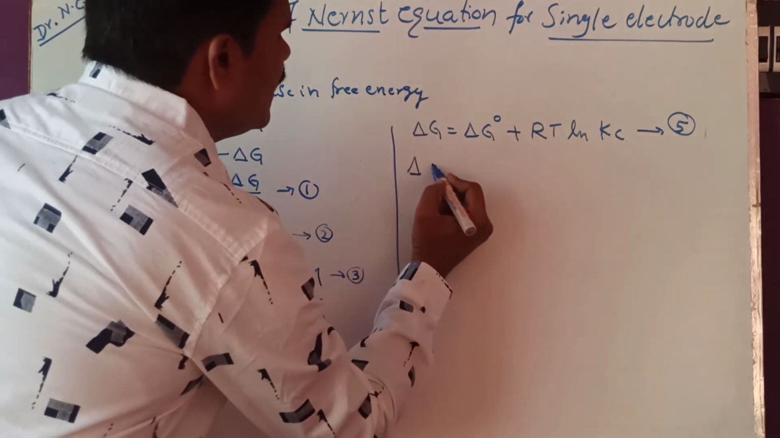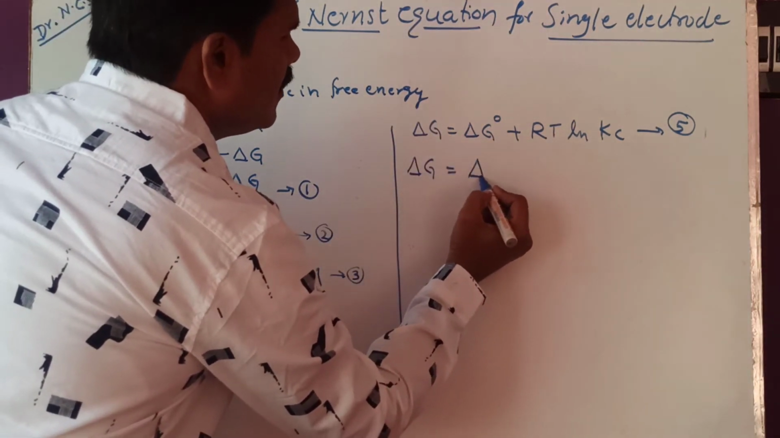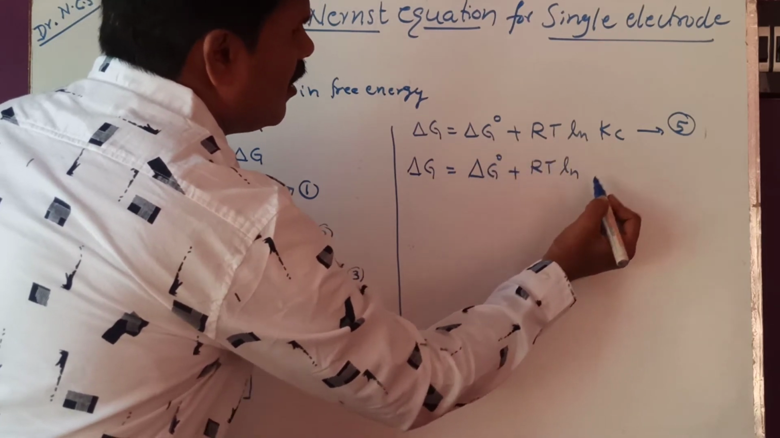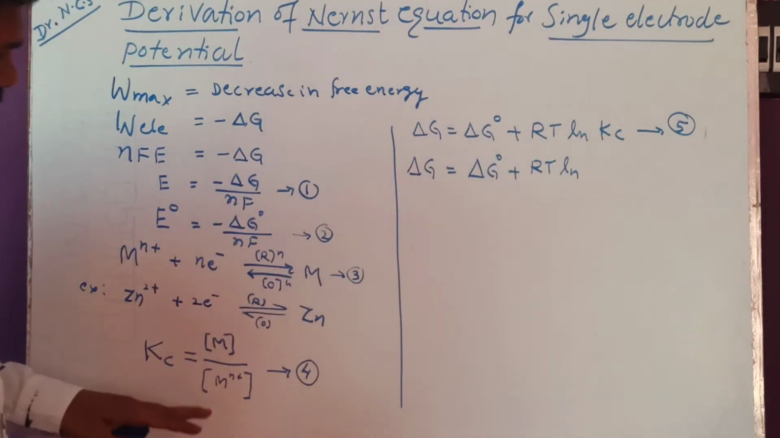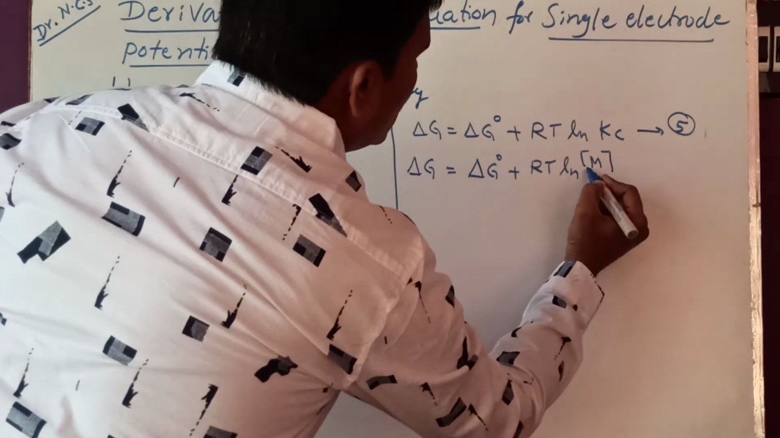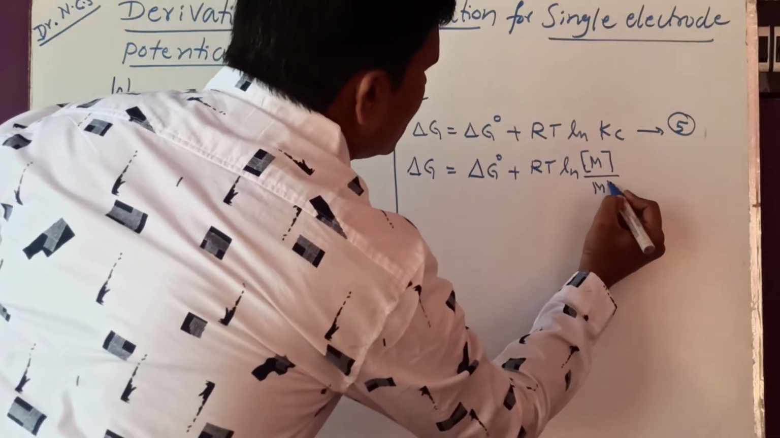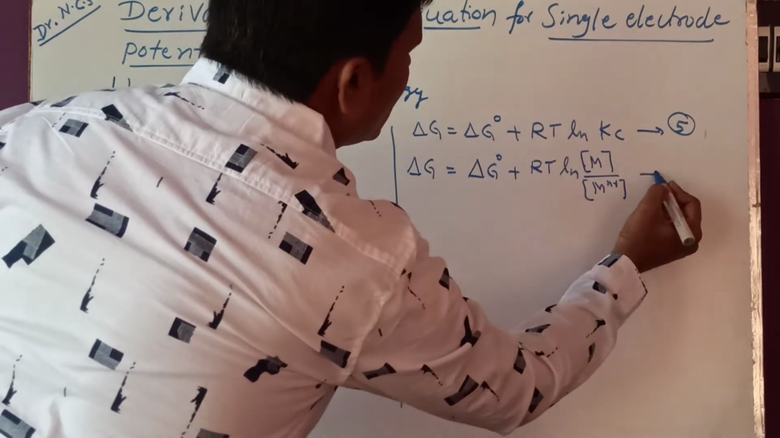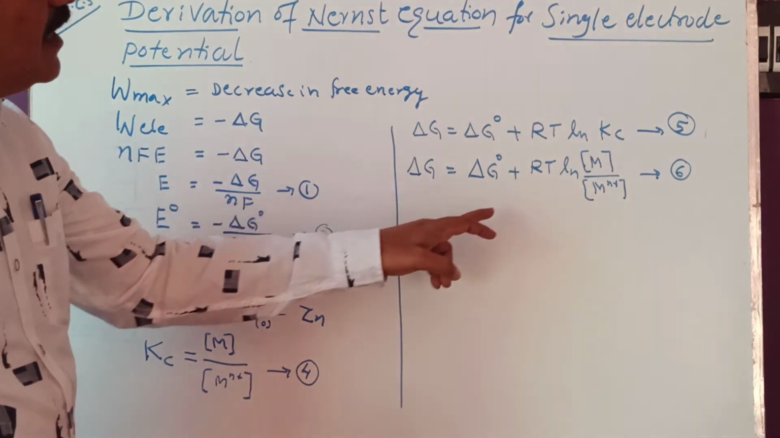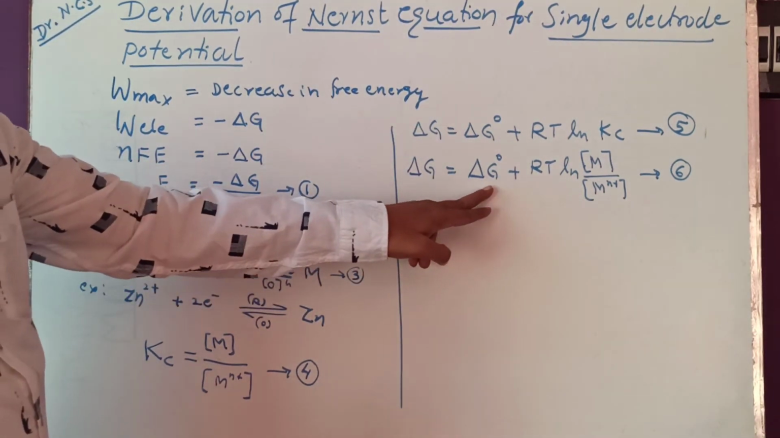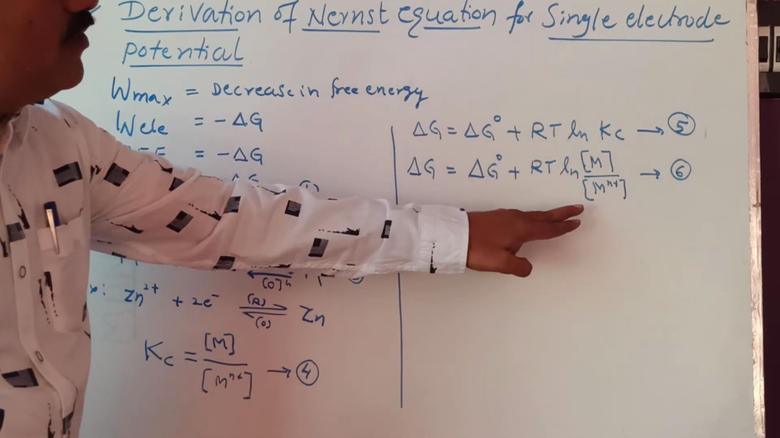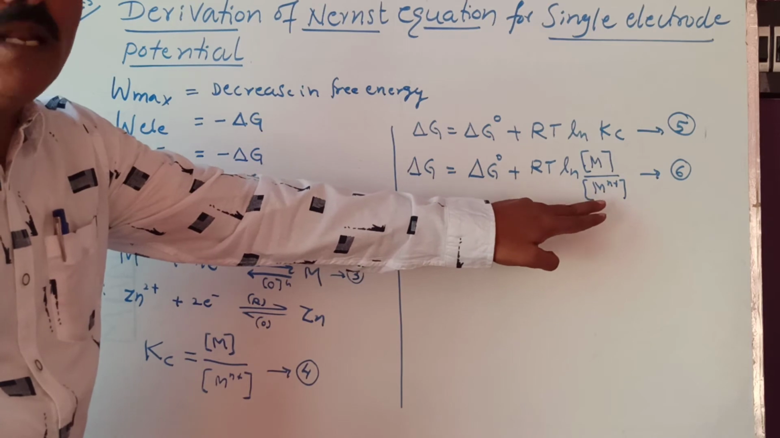So delta G is equal to delta G0 plus RT natural log. Instead of Kc, what I have to write now? Let us write molar concentration of M divided by molar concentration of metal ions. You can call this equation 6. Now equation 6 is delta G is equal to delta G0 plus RT natural log molar concentration of M divided by molar concentration of metal ions.